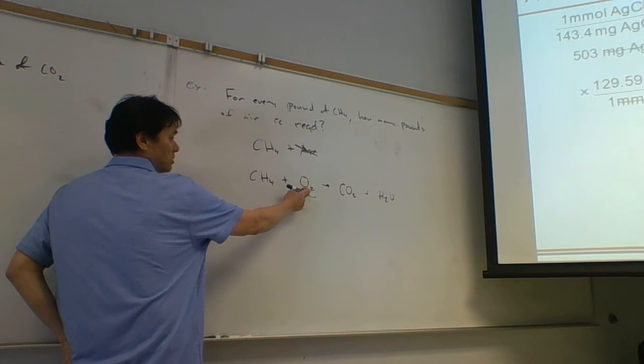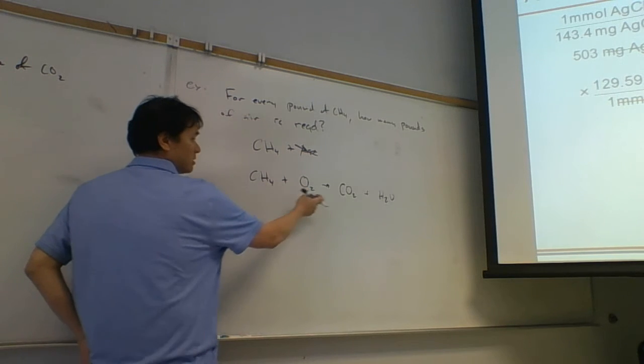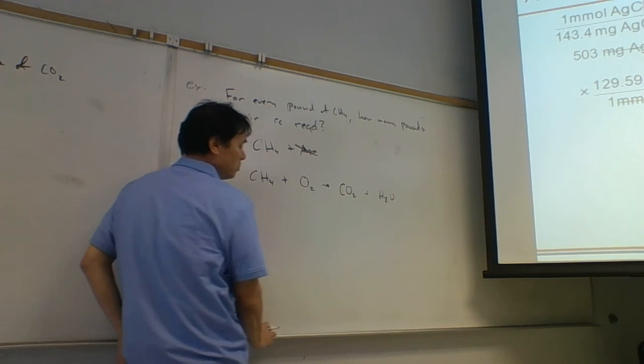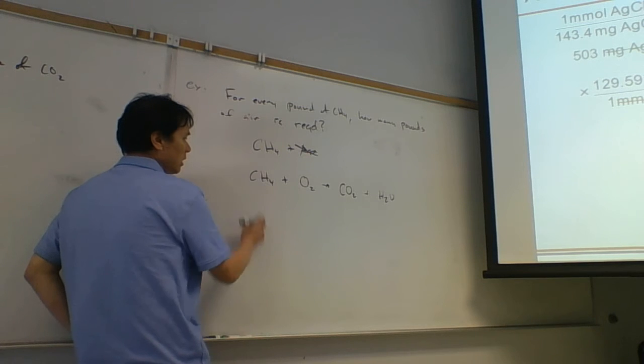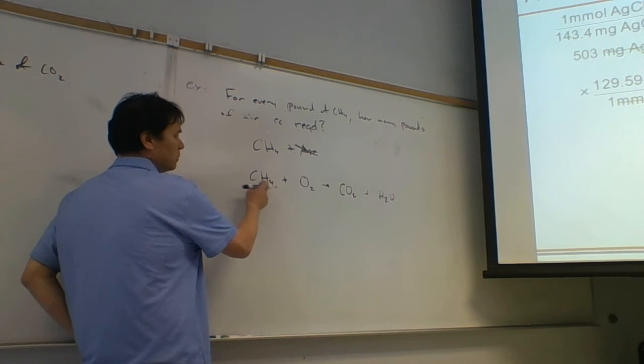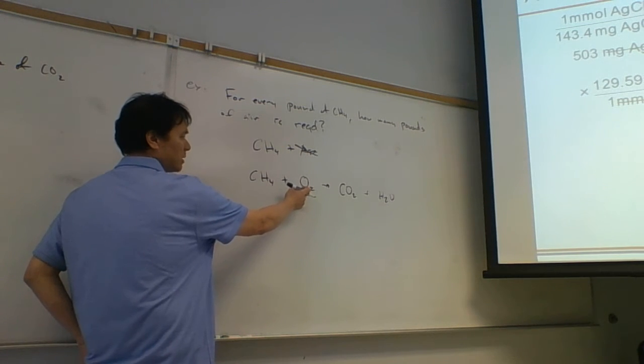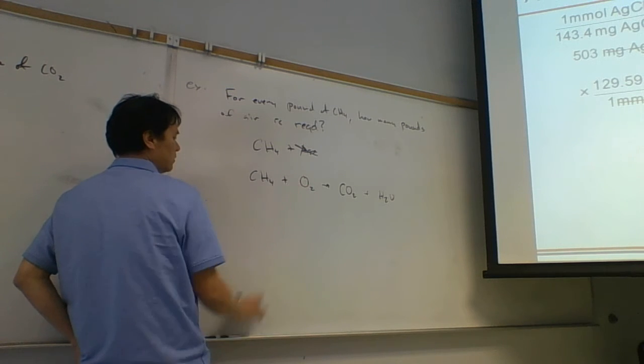And we always save oxygen for last because oxygen only consists of one element. Everything else consists of two, sometimes more elements, but two elements. So if I change this, this impacts both carbon and hydrogen. If I change this, it only impacts oxygen. So save that for last.